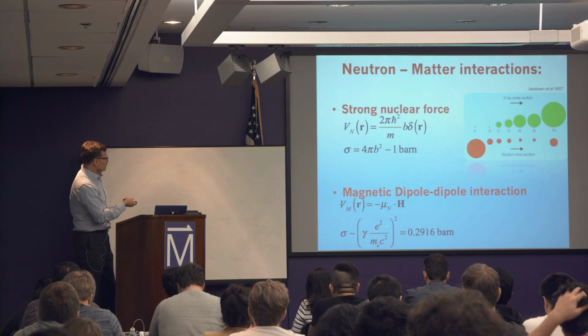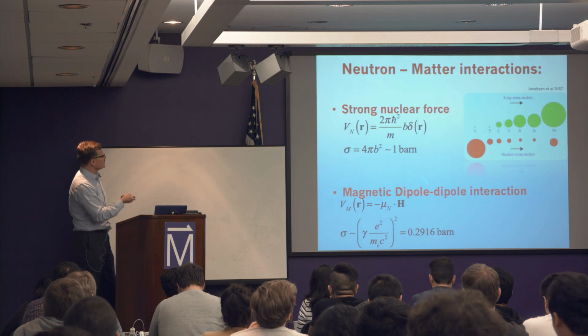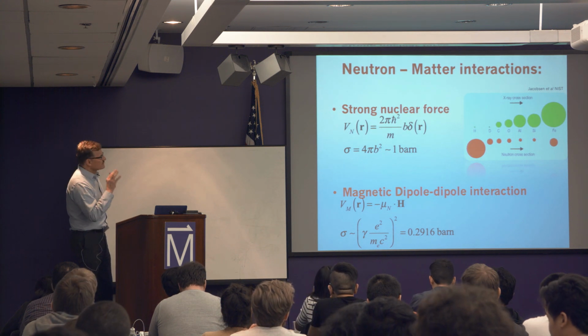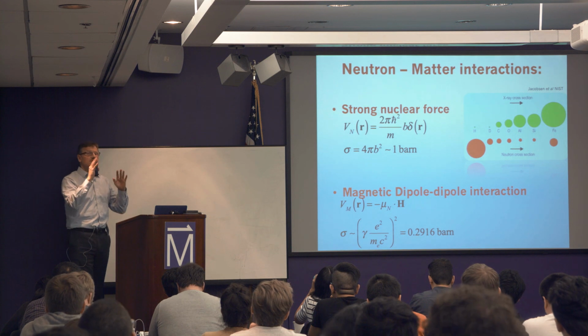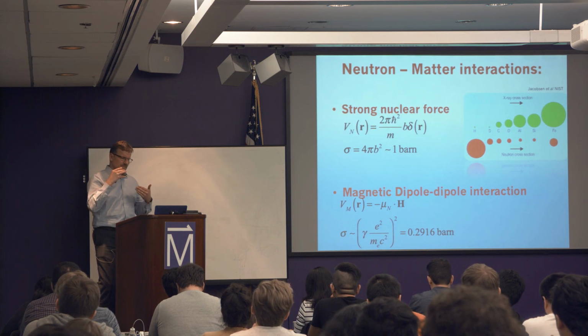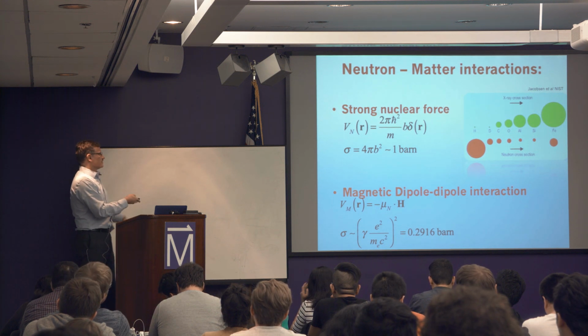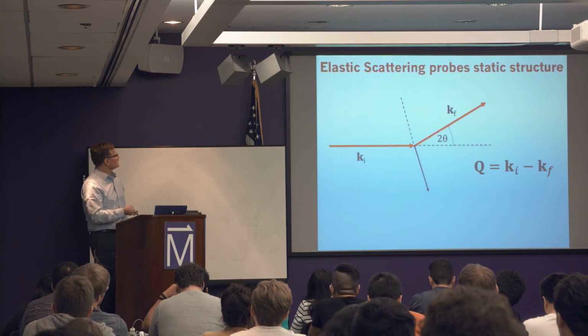And the important feature I want to bring out is that the corresponding cross-section for scattering is actually pretty similar to the nuclear cross-section. And that's very different from X-rays. X-rays can also do magnetic scattering, but it's a very, very small part of the cross-section, whereas in our case, magnetic scattering is as strong as the nuclear scattering.